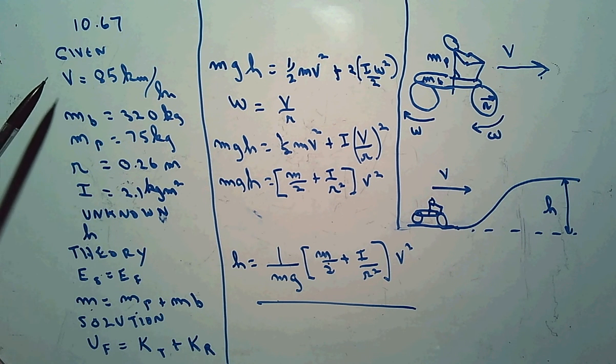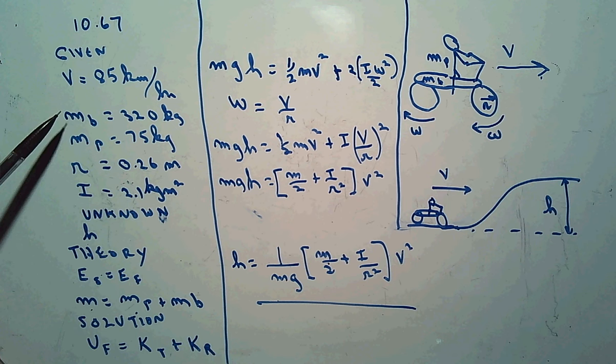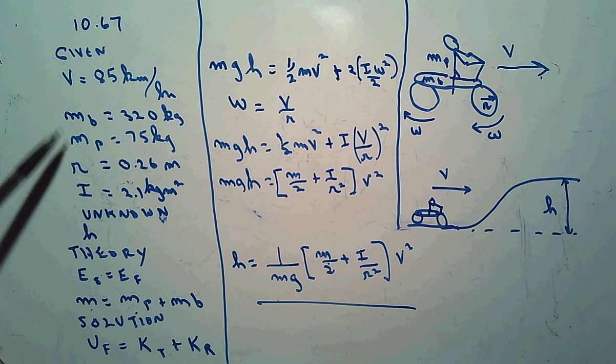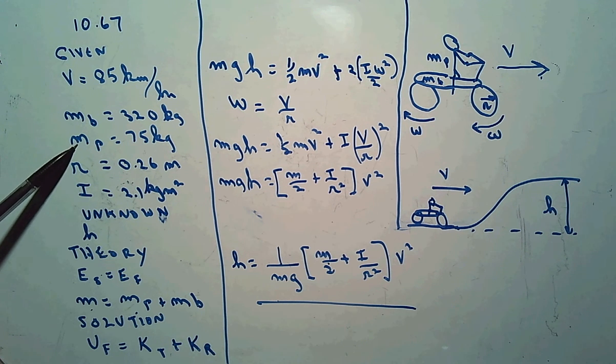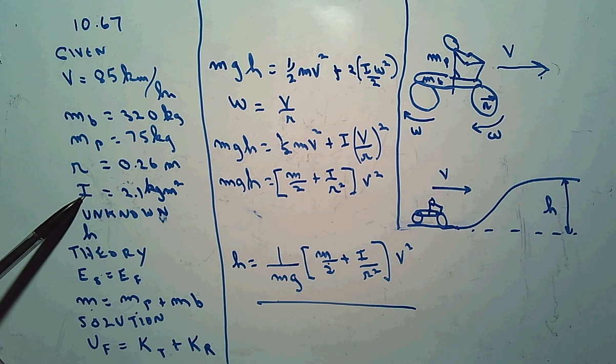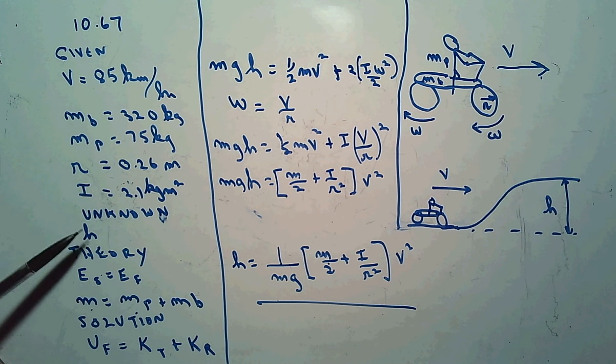So the mass of the bike is given, and the velocity of the bike is given, the mass of the bike, and the mass of the person. The radius of each wheel is 0.26 meters, and the moment of inertia of each wheel is 2.1 kilogram meter squared. And we're looking for the height that it goes to.